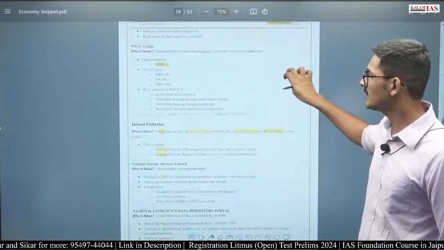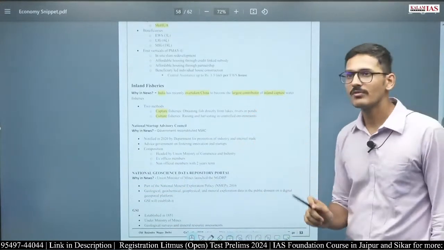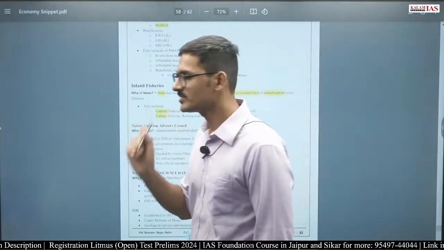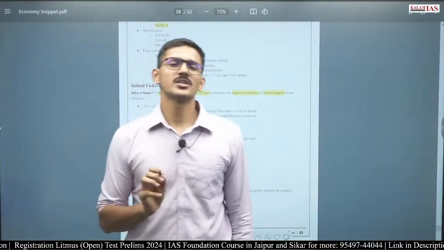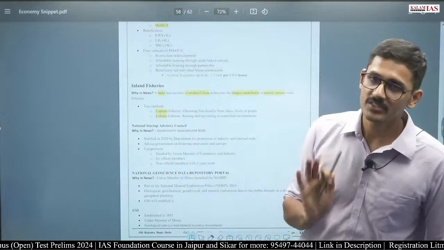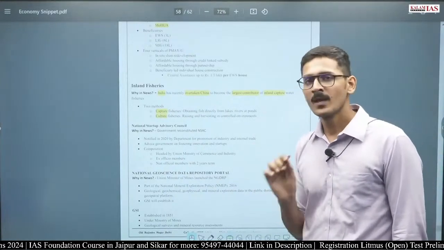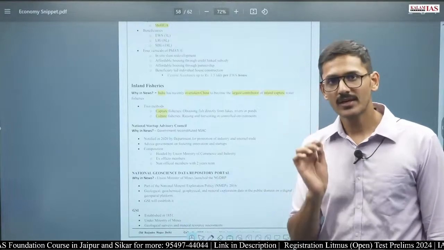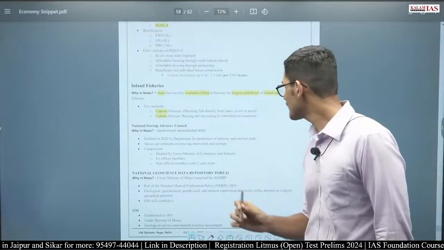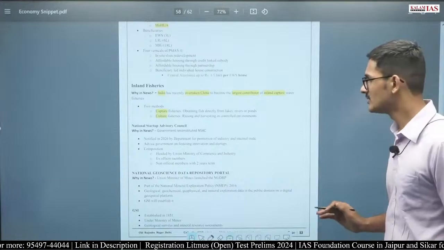Recently, India has overtaken China to become the largest contributor of inland capture water fisheries. Inland capture water fisheries. Today also, in fish production China still has 70% share in the world. Of all the fish that is produced or captured in the world, 70% share is China's. It includes inland as well as marine fisheries. But in inland capture fisheries, India has overtaken China.